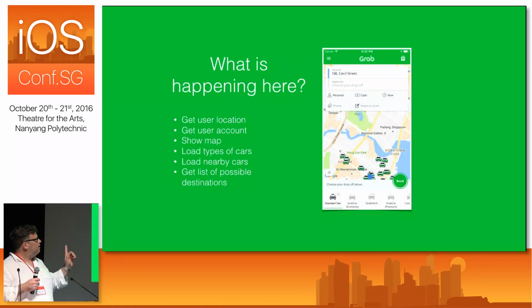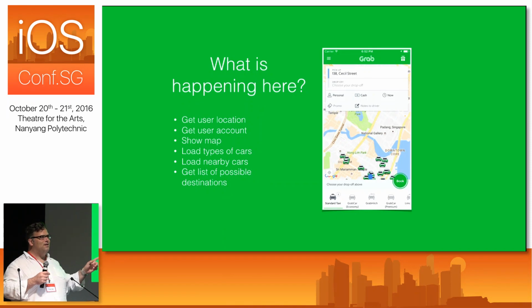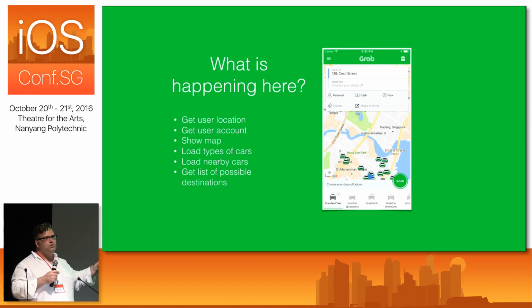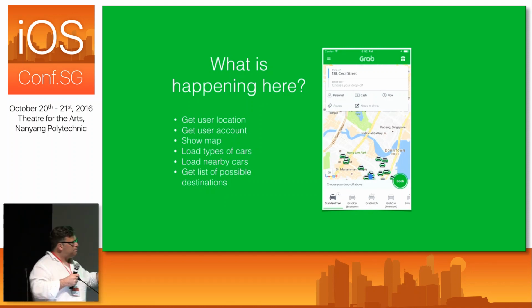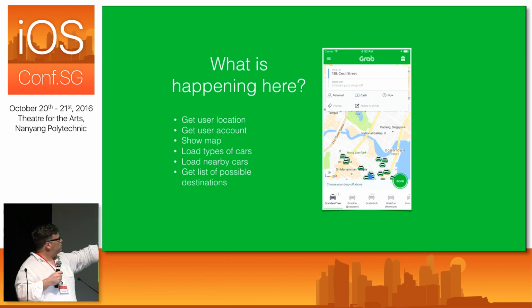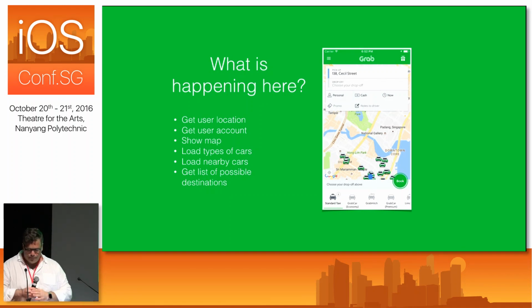And I'm going to take this screen right here as an example. I hope everyone here is familiar with this screen. This is kind of the home screen for Grab. It's got some information on there, but what's actually happening? What are we having to do? That's the list. We're getting the user location, we're getting the user account, we're showing the map, we're loading all these types of cars down here at the bottom, we're finding out which cars are nearby, we're trying to figure out where the user might be going. So we're making a lot of network calls to get all that stuff to populate that screen.